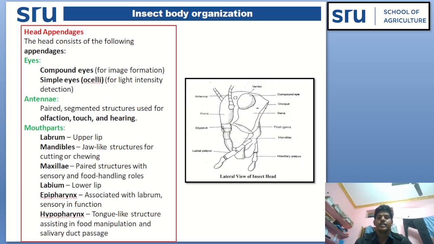Head appendages. The head consists of the following appendages such as eyes, compound eyes and simple eye, antenna and mouth parts. Under mouth parts, labrum, mandible, maxillae, labium, epipharynx and hypopharynx are there. We will discuss in detail about these mouth parts in the mouth parts chapter.